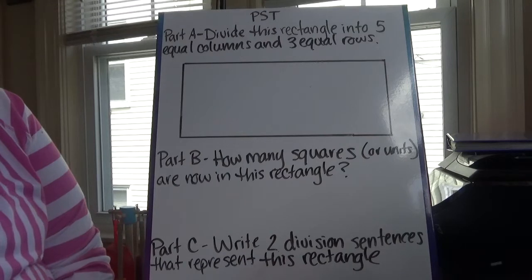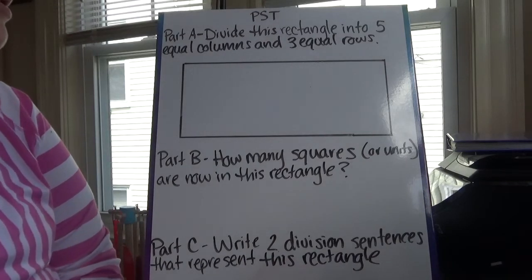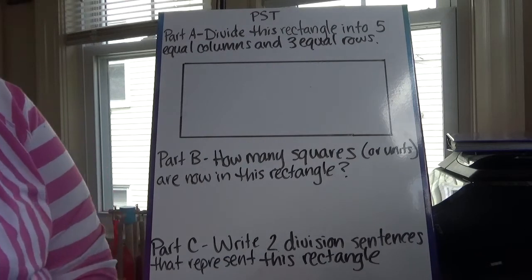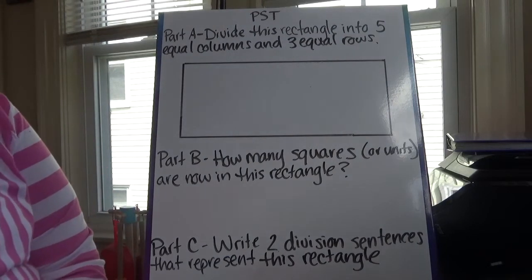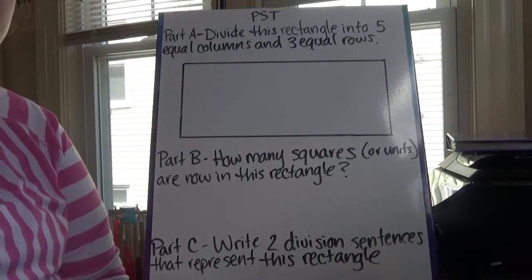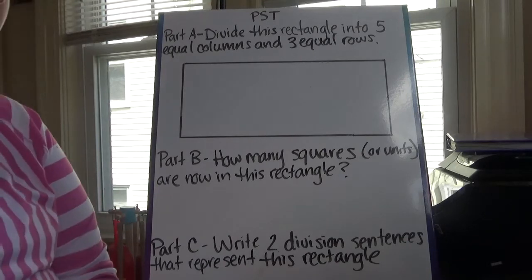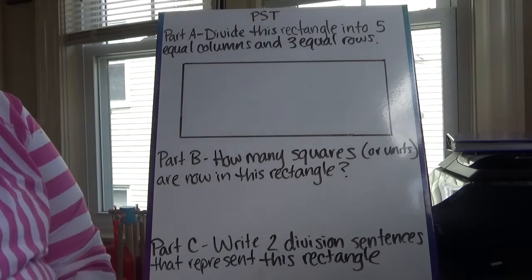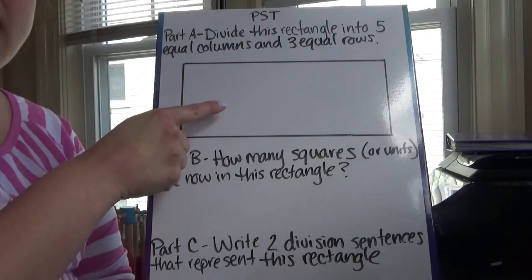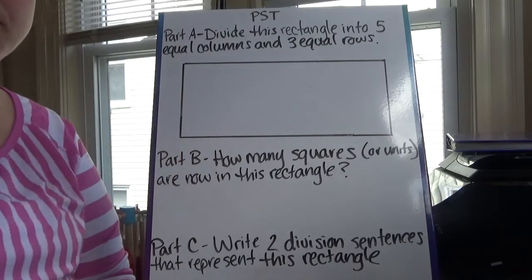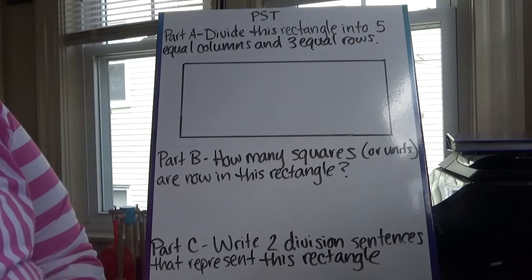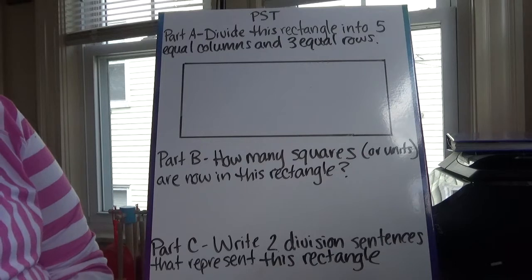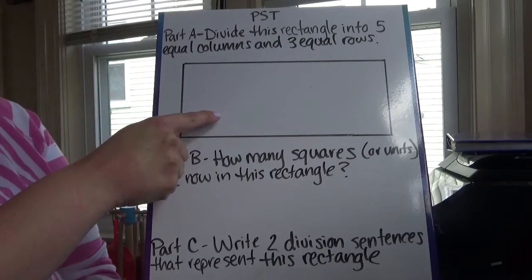So in order for you to be ready, what you need to do is grab something to write with, ideally a pencil if you have it, and then some scrap paper. Now, our problem solving task today has 3 parts, and you can see them up here on the screen. To be ready for part A, you're going to need to draw a rectangle just like I've drawn my rectangle here. So, part A says, divide this rectangle into 5 equal columns and 3 equal rows. That's what you'll do first.